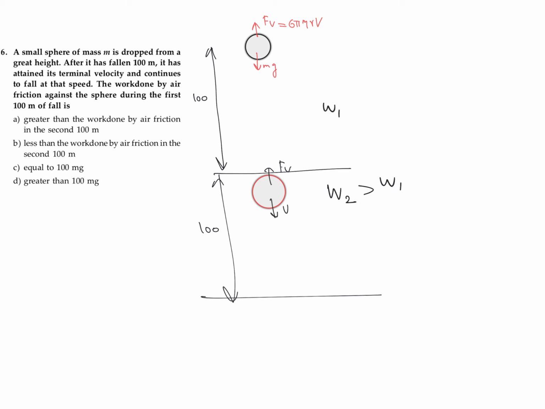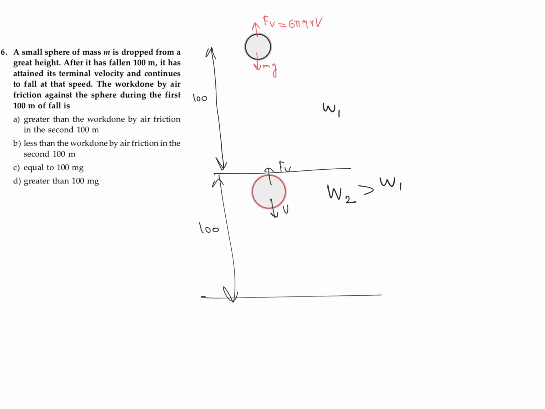So it is given that the work done by air friction during the first 100 meters of fall is greater than the work done by the air friction in the second 100 meters? No, the second 100 meters is more as compared to the first 100 meters, because there the value of friction is more, because it has attained maximum velocity. And this viscous force is directly proportional to velocity. So we can say that it is less than the work done by the air friction in the second 100 meters.